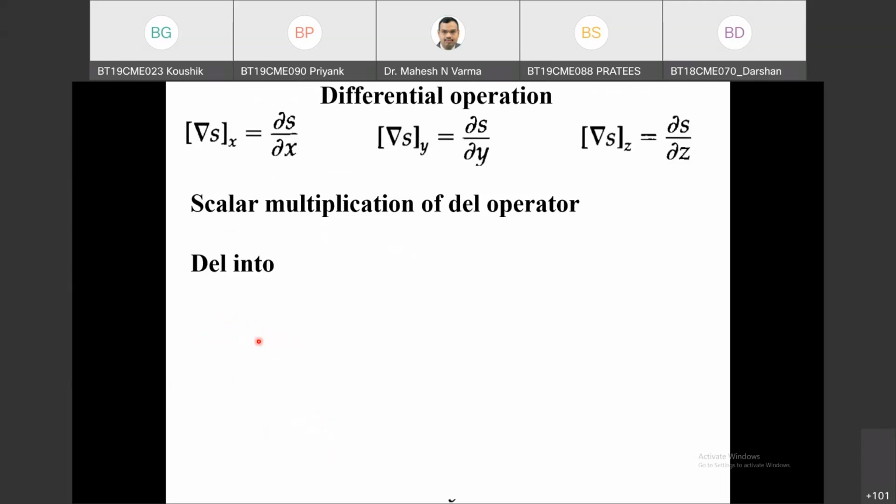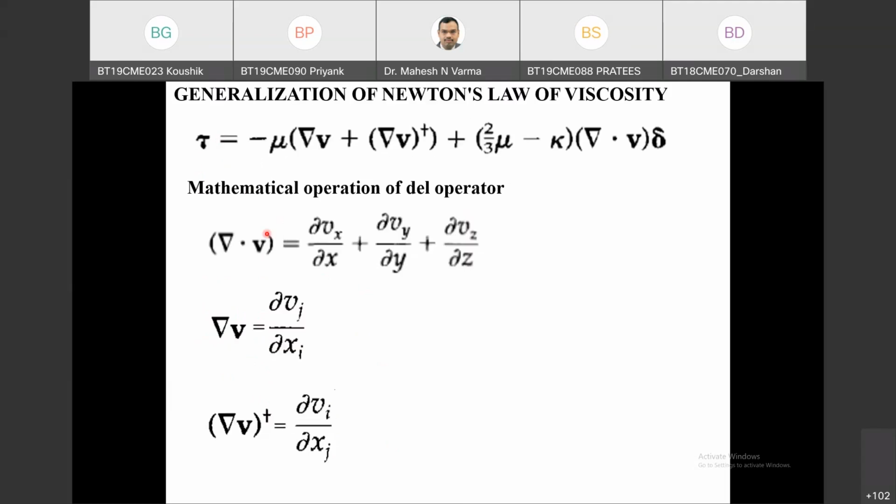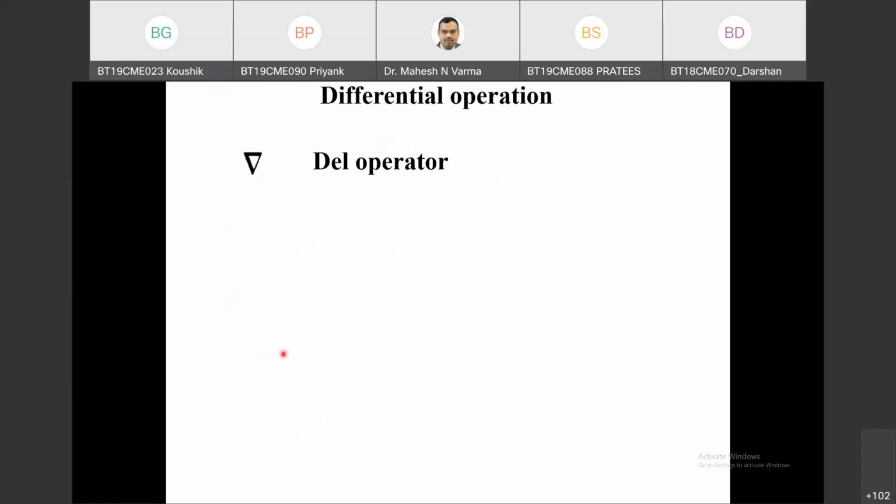So this is the del operator. This is called scalar multiplication, del into. This is the scalar multiplication that we have discussed. And this is the vector multiplication, dot multiplication with a vector actually. This is a dot multiplication, del into v with respect to the vector.